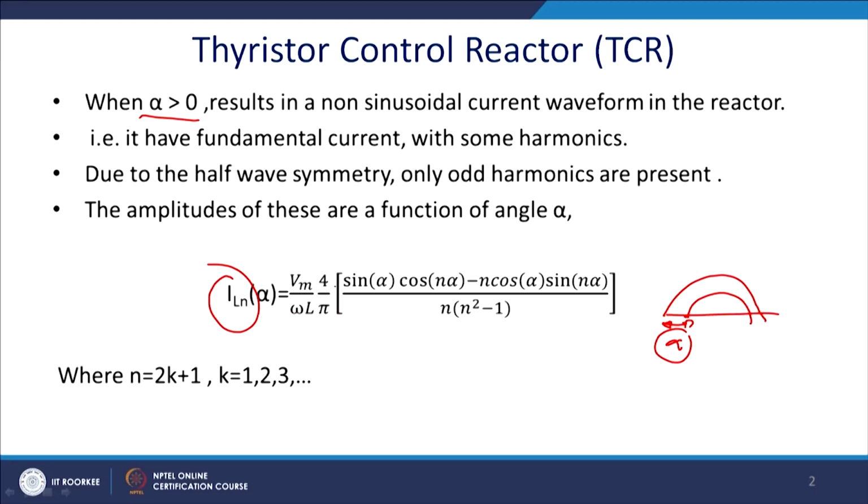So, for this reason, for Ln, the nth harmonic will be given by Vm by omega Ln by 4 by pi, into sin alpha cos alpha into cos n alpha minus n cos alpha into sin n alpha, by n into n square minus 1, where n will be given by 2k plus 1. So, k can be any integer 1, 2, 3, 4, 5, 6, something like that. So, we can also eliminate selective harmonics which may pose a threat.